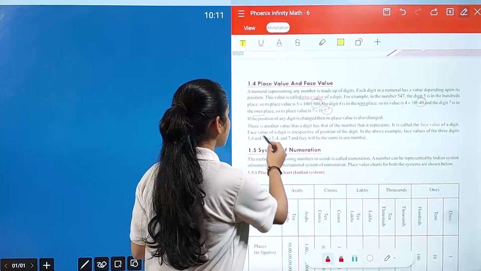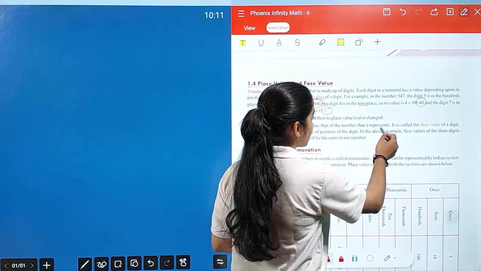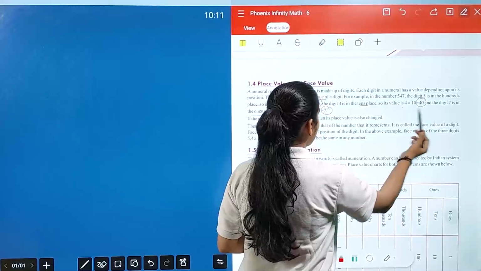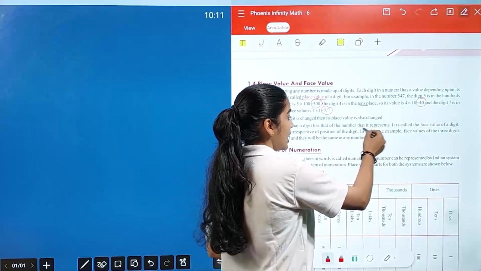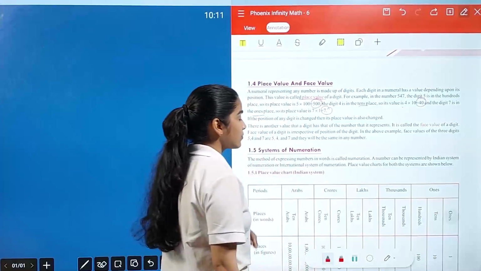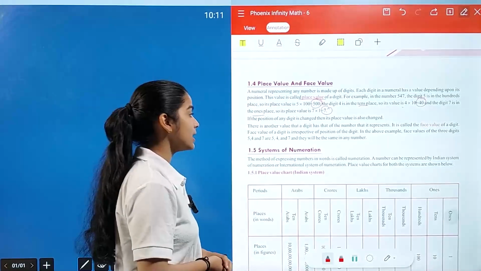Now there is another value that a digit has, that of a number that is represented. It is called the face value of a digit. Face value of a digit is irrespective of the position of the digit. In the above example, the face values of the 3 digits 5, 4 and 7 are 5, 4, 7 and they will be the same in any number.